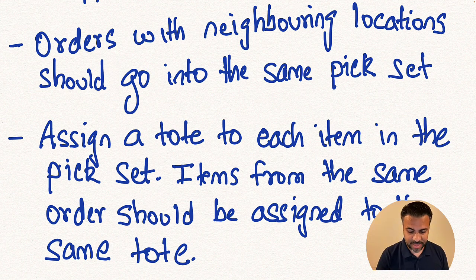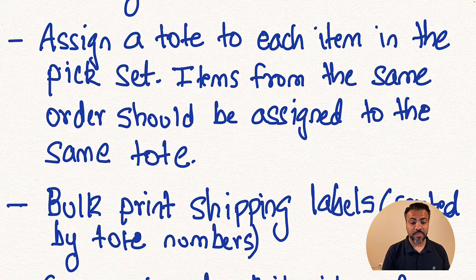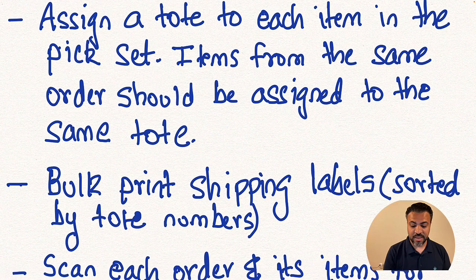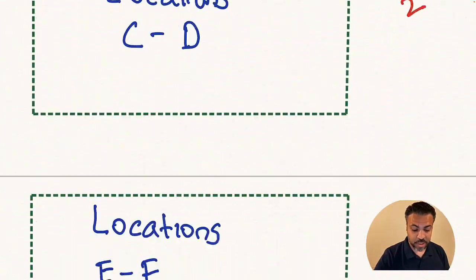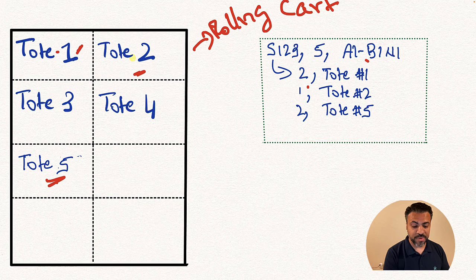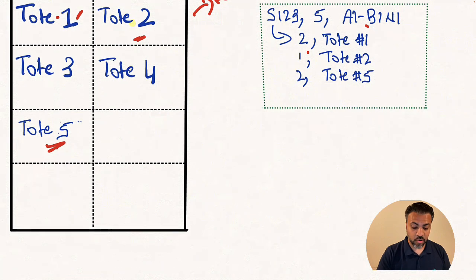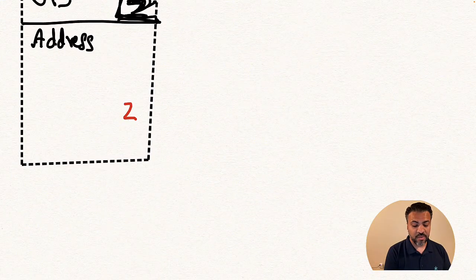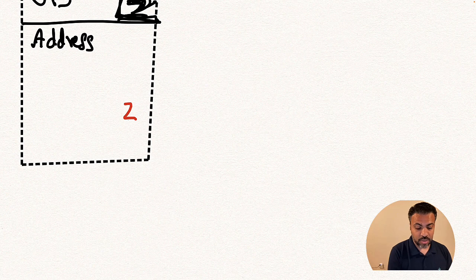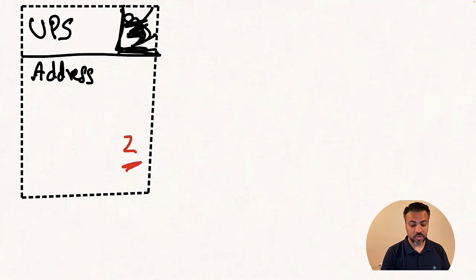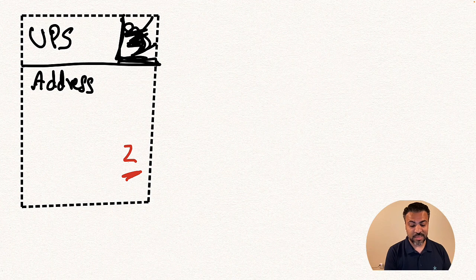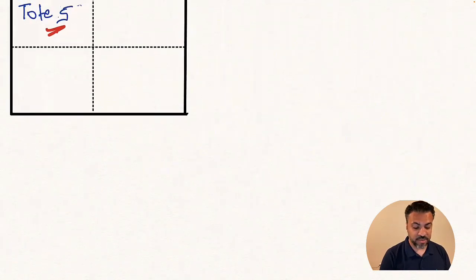The only thing left to do now is to bulk print our shipping labels. And here's the thing: your shipping labels will be sorted by tote numbers. When you bulk print your shipping labels, they will be printed in the order of the totes that they are for. The shipping label for tote 1 will print first, the label for tote 2 will print second, and so forth. Not only that, but your shipping label will have a number on it that indicates the tote to which it belongs. So once your labels print, you can easily see, oh, it says a 2. This is for tote number 2.